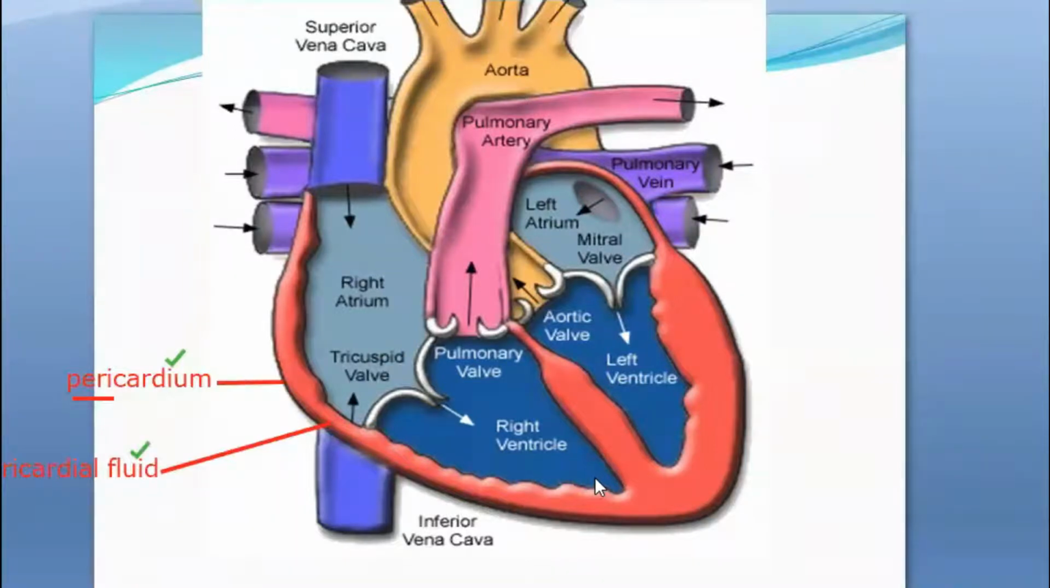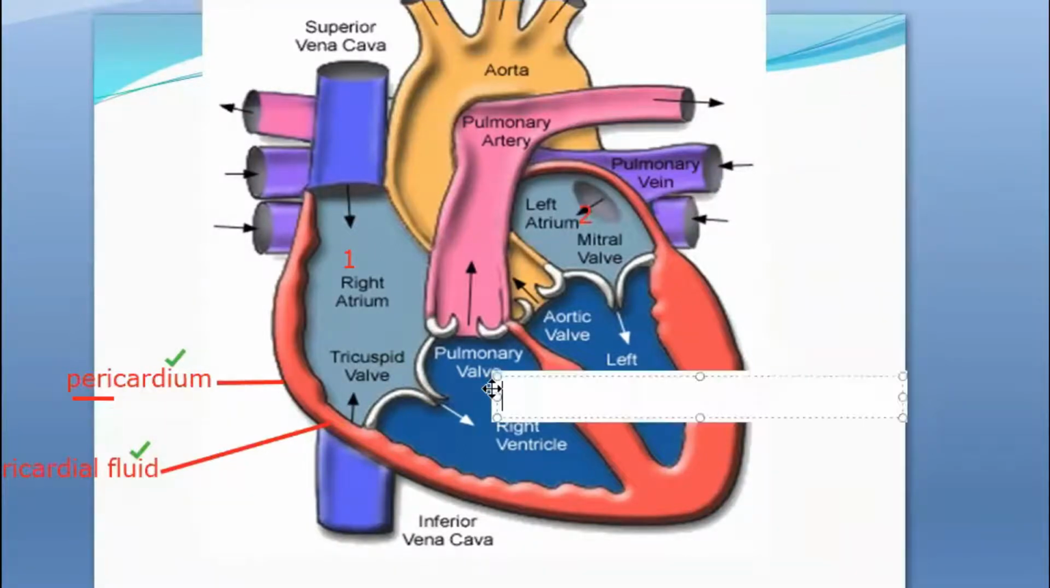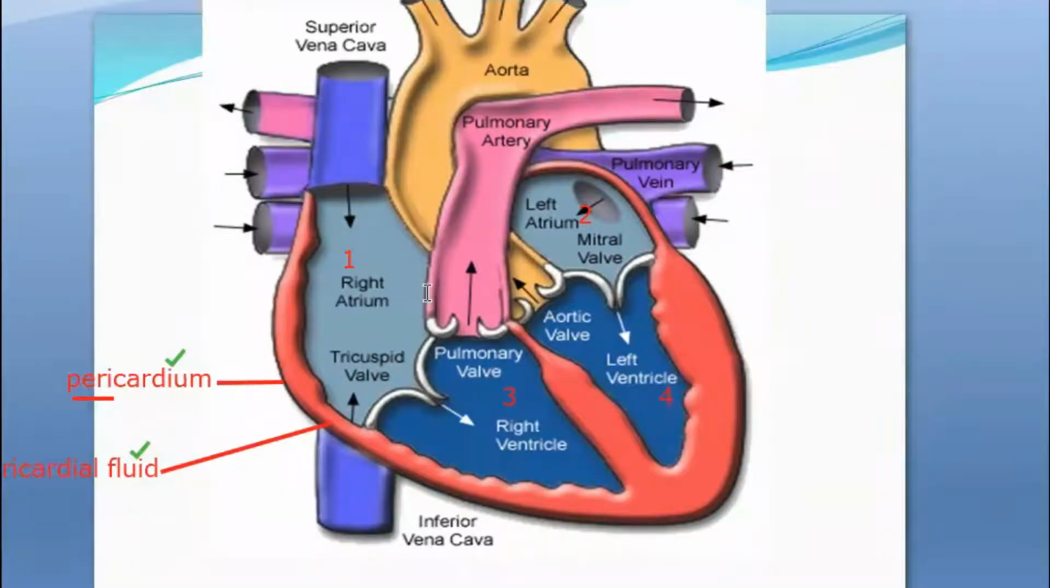The human heart is four-chambered. What are these four chambers called? Upper two chambers are there. This is the first chamber. We can see one by one. First of all, I will mark here. This is the first chamber, and this is the second chamber. Sorry, this is the second chamber, and this one is the third, and this one is the fourth chamber. So we can say there are four chambers present.